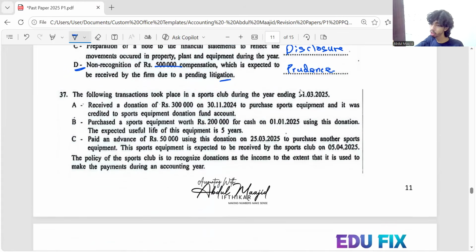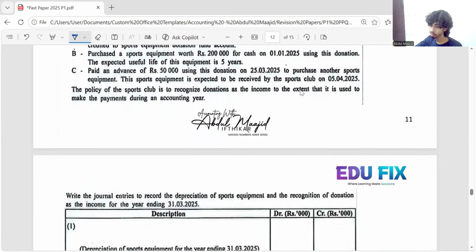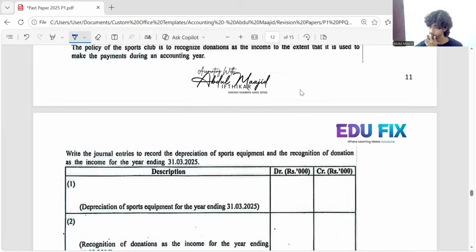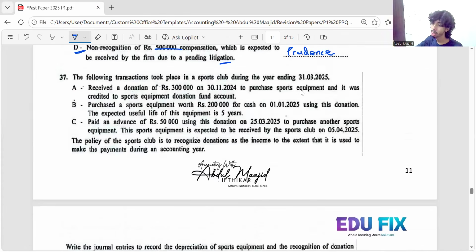In 37, the following transaction took place in a sports club during the year. What are they asking for? Depreciation of sports equipment and recognition of donation as income. We received a donation of 300,000 on 30th of November to purchase sport equipment and it was credited to the sport equipment donation fund. Purchased the sport equipment worth 200,000 for cash using this donation. The expected useful life of the equipment is 5 years.